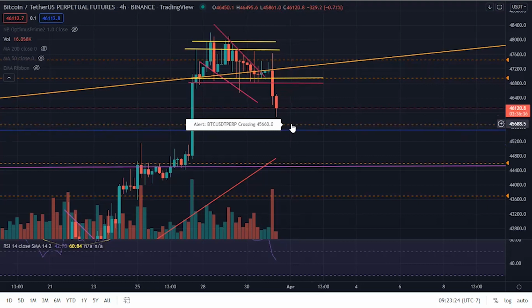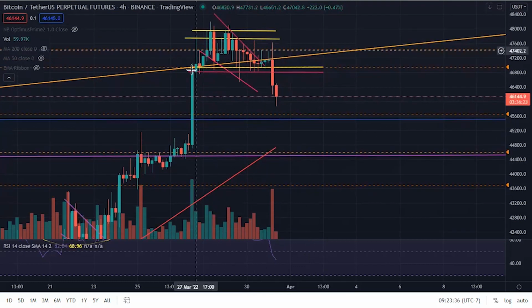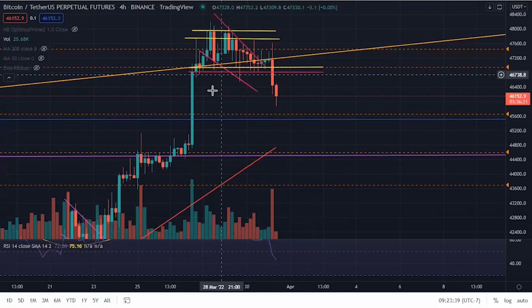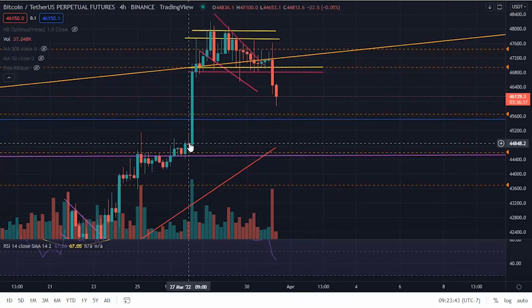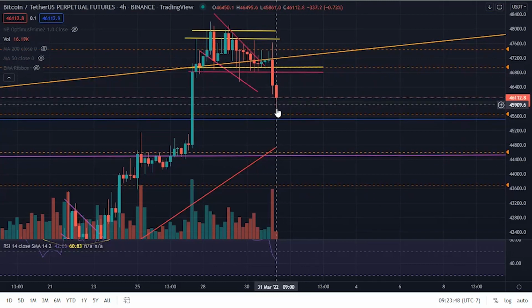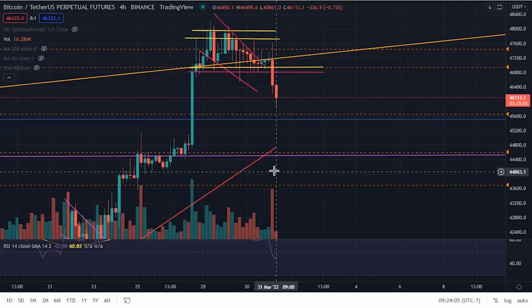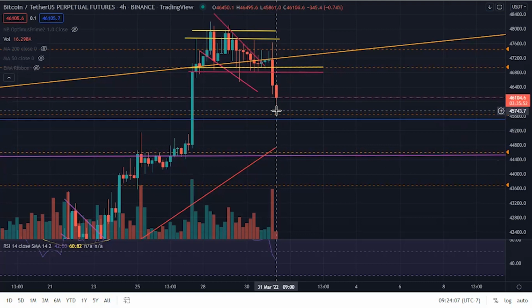But if Bitcoin ends up breaking this 45,500 support and then it goes lower, then this is going to completely invalidate this uptrend that we had. I mean, we can have a flash crash, Bitcoin might have like a flash crash all the way down to 44,000, and then it ends up closing above it. Okay, it has to close above it. If it ends up going all the way to like 44,000 or even lower, 43,000, it needs to close above it on the daily time frame.